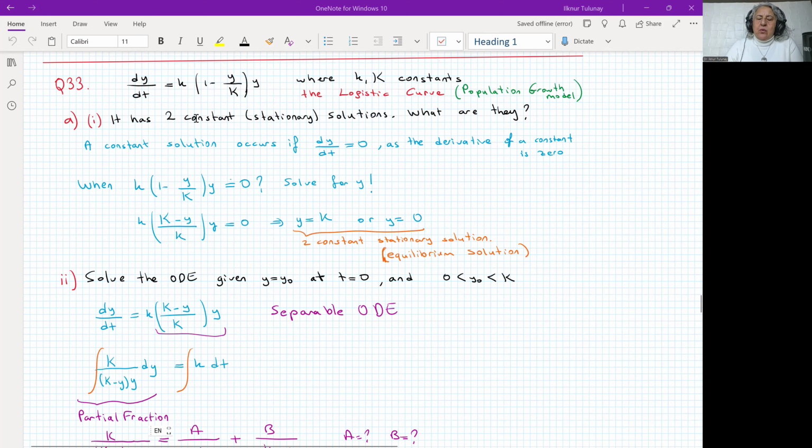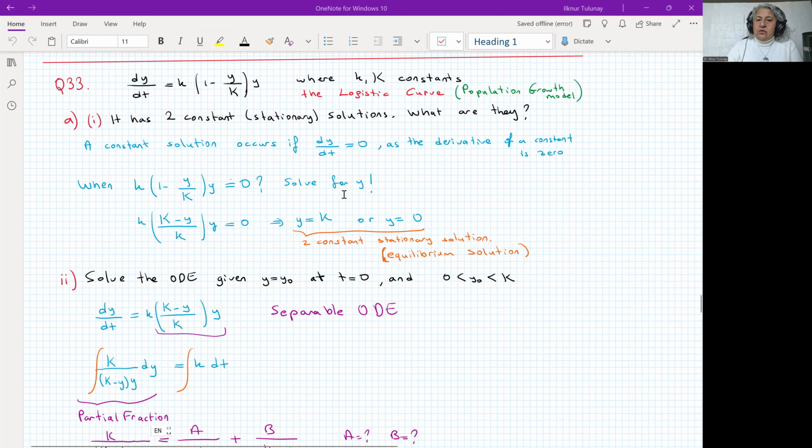The first question is that we would like to find the two constant, stationary solutions of this differential equation. How can we find stationary solutions? We let dy/dt equal 0, as the derivative of a constant is 0. So a constant solution means that y is a constant. If y is a constant, the derivative will be 0. If this is equal to 0, then there are two options: either this factor is equal to 0 or y is equal to 0.